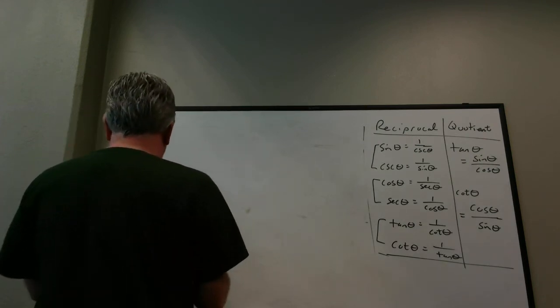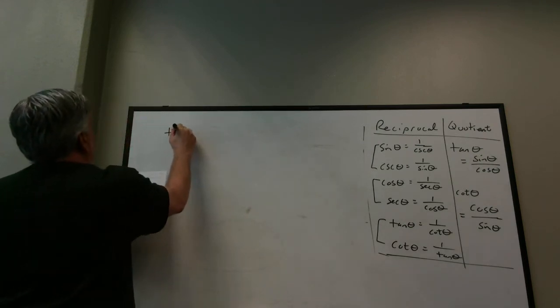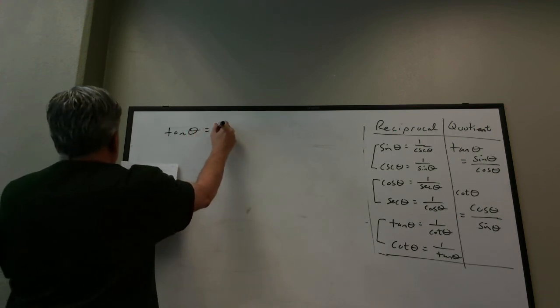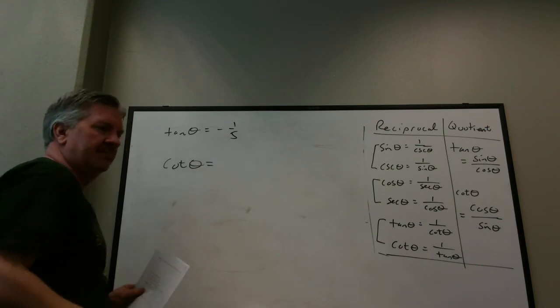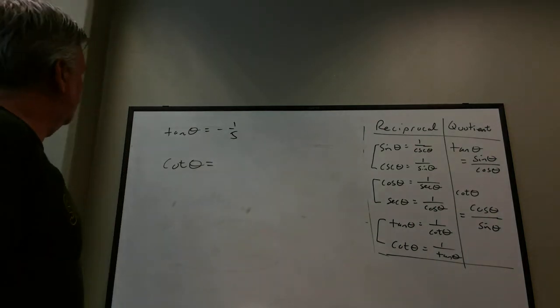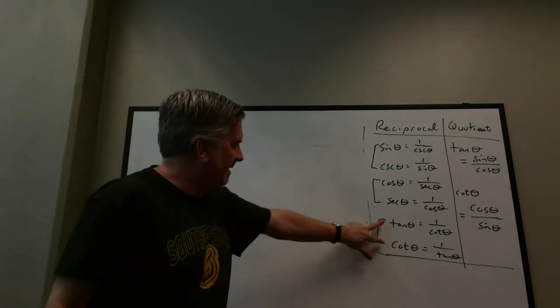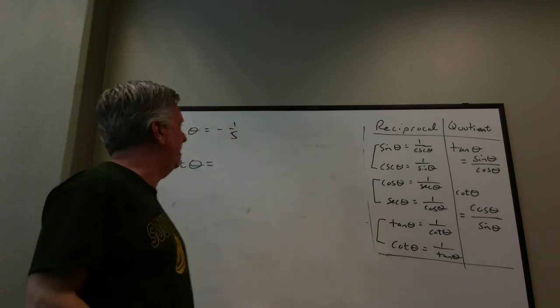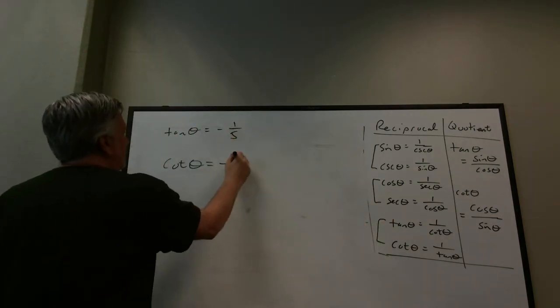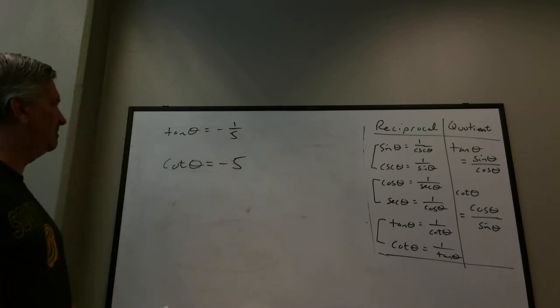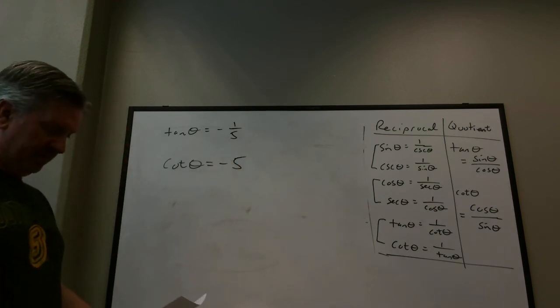So the first problem says, suppose tan of theta is -1/5, find cotan theta. Well, this is a reciprocal. Tan theta and cotan theta are reciprocals of one another. So if tan theta is -1/5, cotan theta is -5. Just the reciprocal. There's nothing to that.